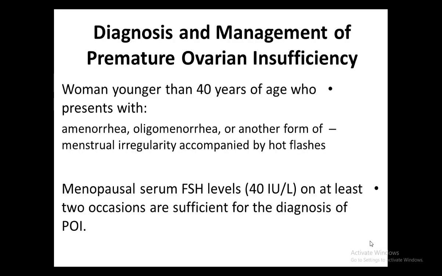Diagnosis and management of premature ovarian insufficiency. Women come to us in a younger age group, less than 40 years of age, presenting with amenorrhea, oligomenorrhea, or other menstrual irregularities accompanied by hot flushes. A menopausal serum FSH level of 40 international units per liter on at least two occasions is sufficient to diagnose premature ovarian failure or premature ovarian insufficiency.